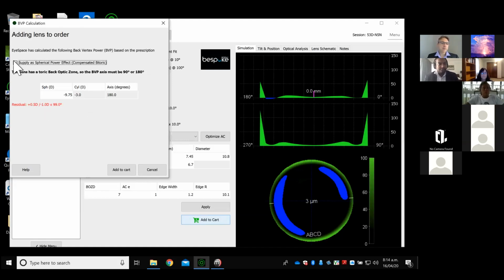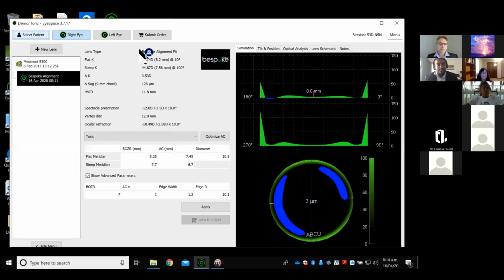Again, Jagger, if you want to untick it, it changes the back vertex cylinder, and by doing so, we can reduce the residual astigmatism to 0. That's typically something that you won't have to do yourself. I just wanted to demonstrate why the software will automatically switch between those two options.